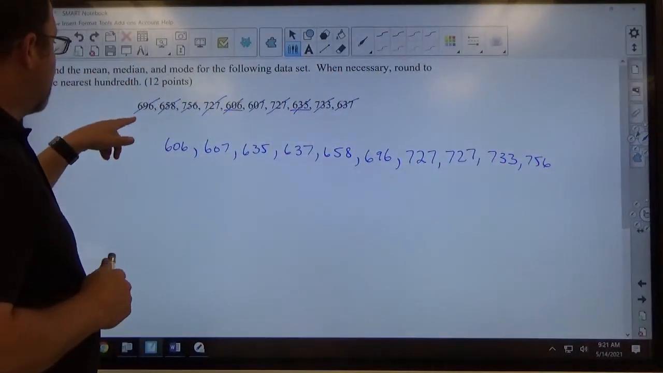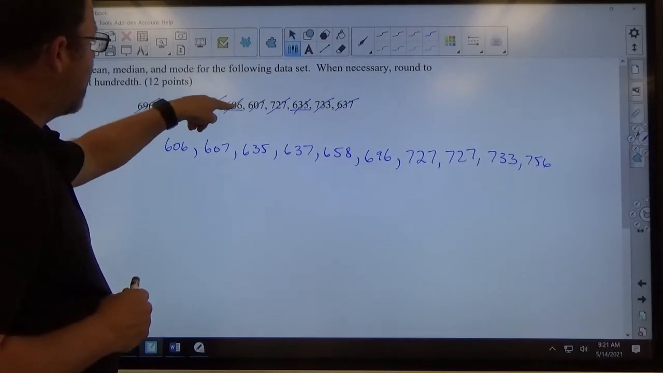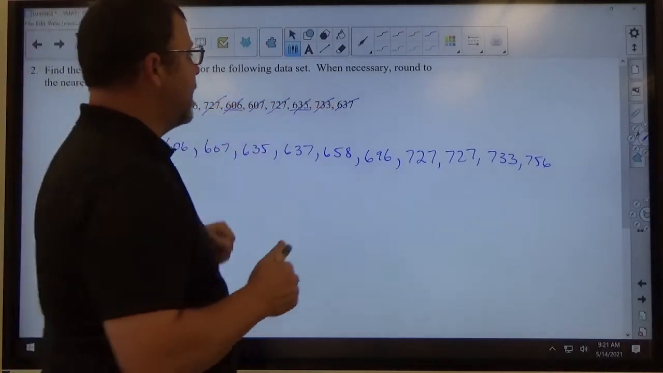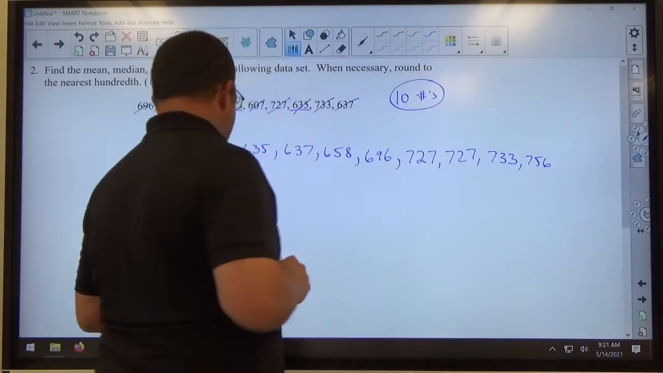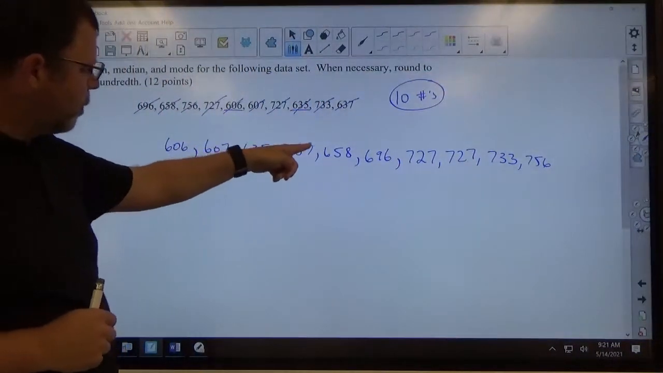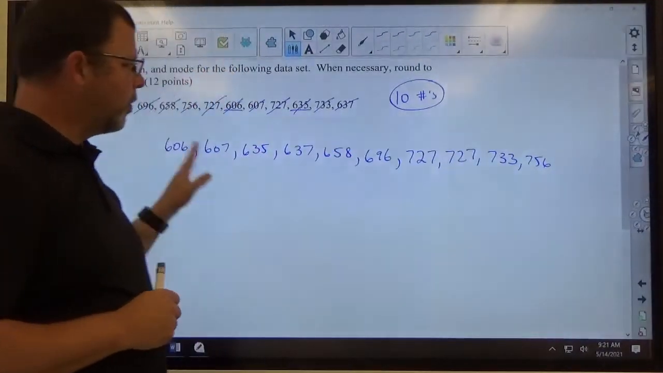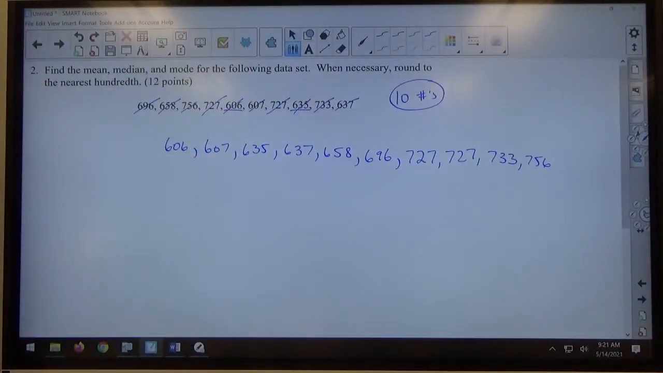Again, quick check, count the number of numbers: 1, 2, 3, 4, 5, 6, 7, 8, 9, 10 numbers in our original list. And 1, 2, 3, 4, 5, 6, 7, 8, 9, 10 numbers. So all the numbers are listed, haven't forgotten any of them.